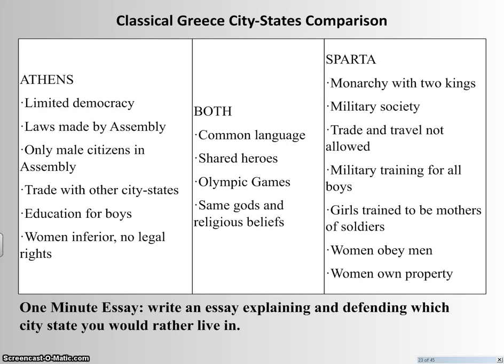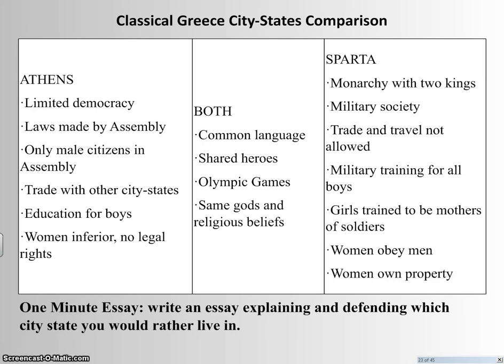Sparta, on the other hand, is a monarchy with two kings. Reason for that, it's a military society, and when they went to war, one of the kings would lead the army, the other would stay back. Usually it was an older and a younger king, so you could kind of have a king in training. Okay, as I said, it's a military-based society. Everything is based on military life and troop life. Trade and travel are not allowed. They are what's called xenophobic. They do not like outsiders.